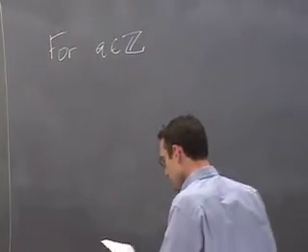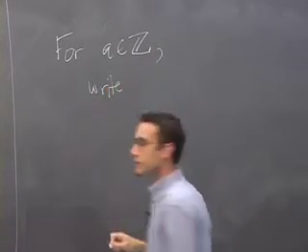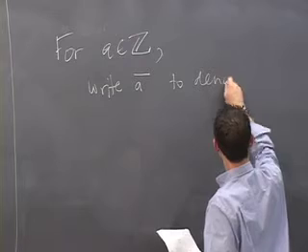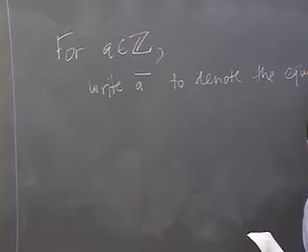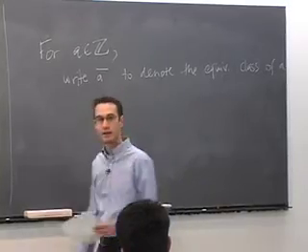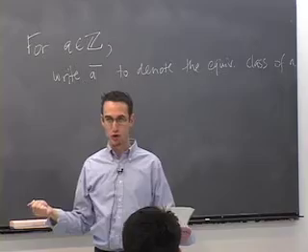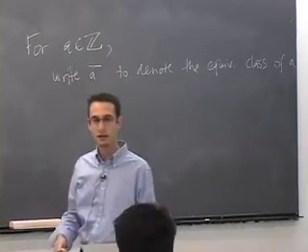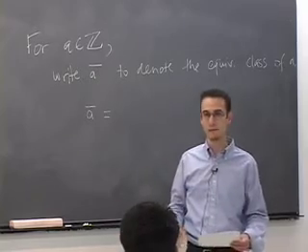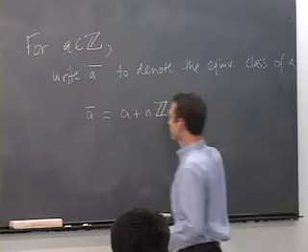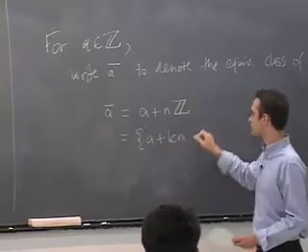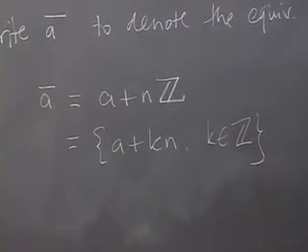So if I have an integer a, then at least for today, we're going to write a overline, a bar, to denote the equivalence class of a. And, well, what does a bar look like? What's a way of writing a bar down, just as an explicit set? Yes, it's a set of all numbers of the form a plus nZ, or, as you put it, all things of the form a plus kn as k ranges over Z. These are the same thing.